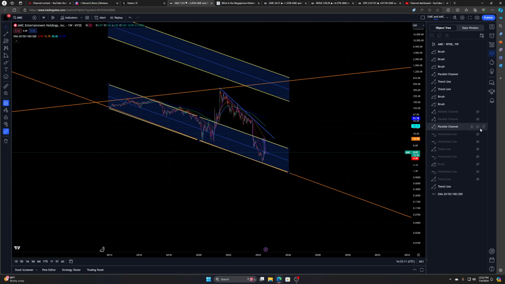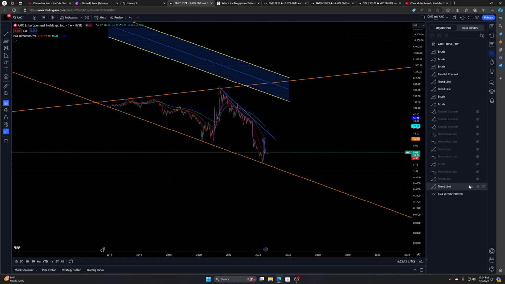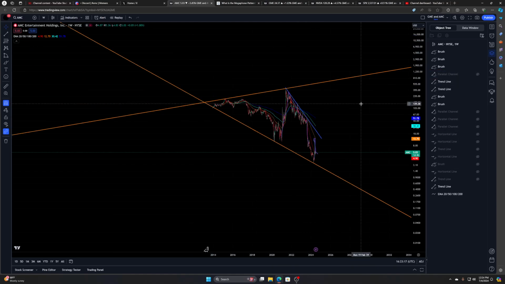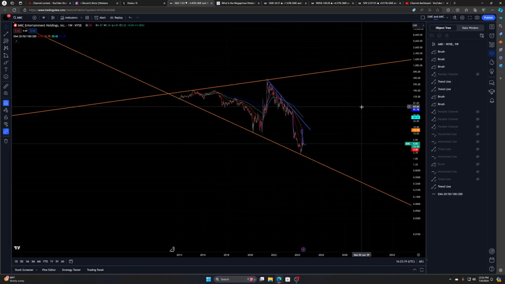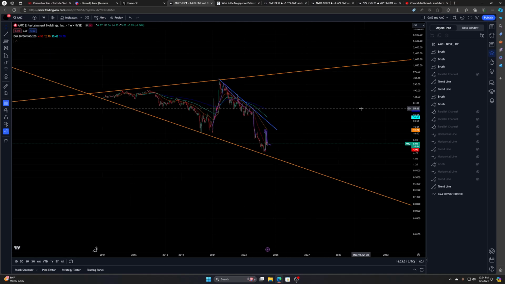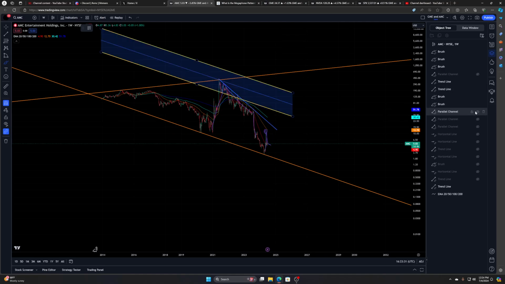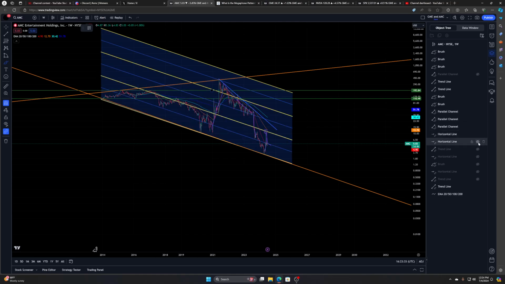And so if we remove this real quick so we can see, it's just a huge megaphone. It's literally just a huge megaphone pattern. And so this is an extreme bull case. This is a very extreme bull case. But if you broke through all these parallel channels, right?